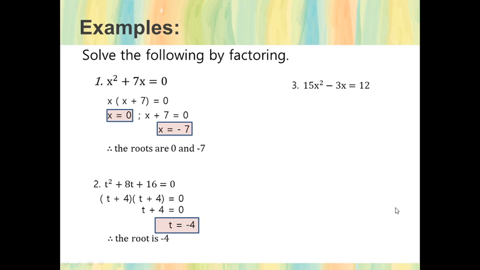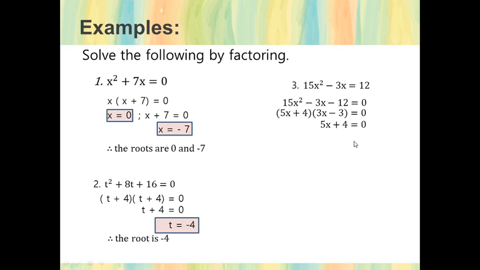Number 3. 15x squared minus 3x is equal to 12. Since it is not written in standard form, we are going to transform it into one. So therefore, we have 15x squared minus 3x minus 12 is equal to 0. Then we factor the quadratic expression. So we have 5x plus 4 times 3x minus 3 is equal to 0. Then we apply ZPP to each factor, then proceed to solve for the resulting linear equation.